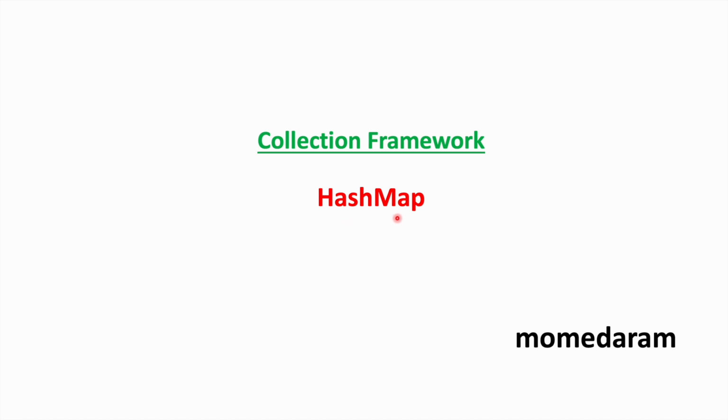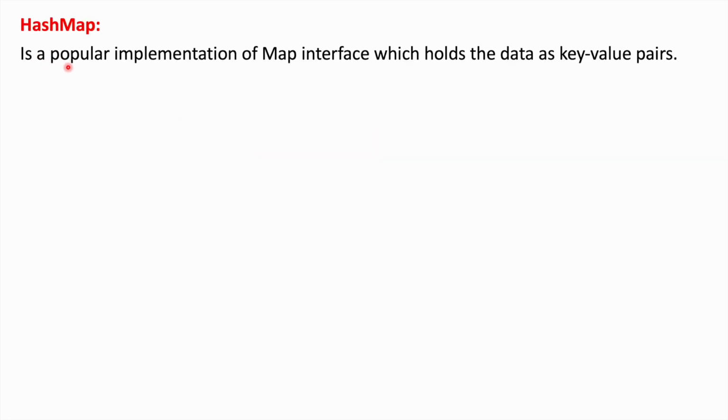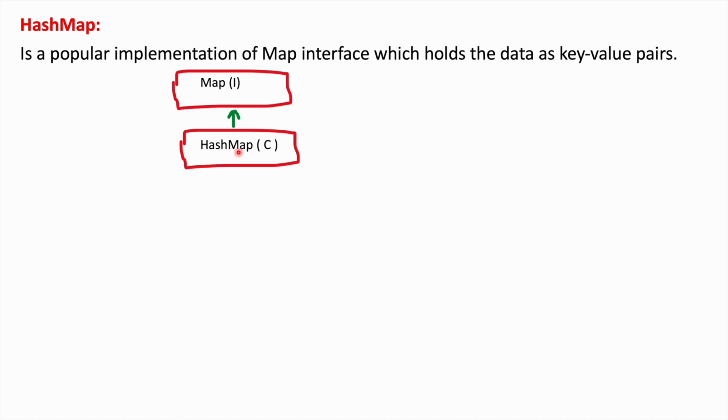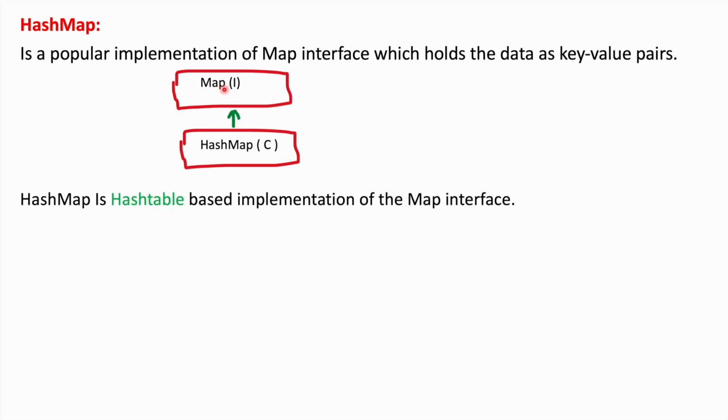In this video, we will see HashMap. HashMap is a popular implementation of the Map interface which holds the data as key-value pairs. One of the most used implementation classes for the Map interface is HashMap.